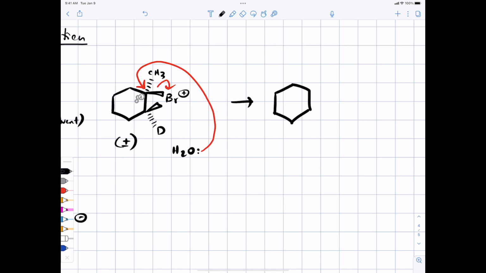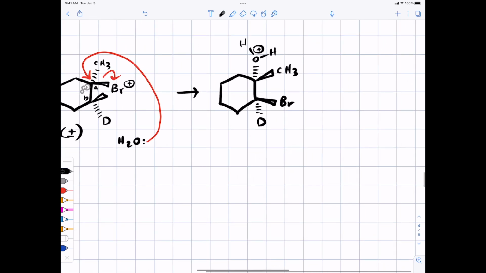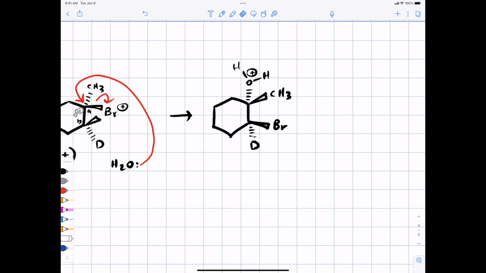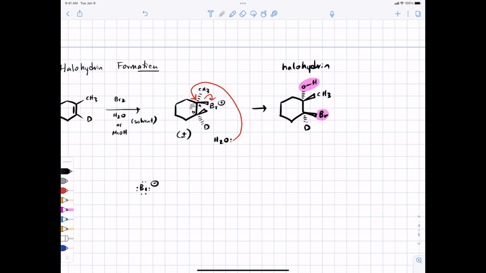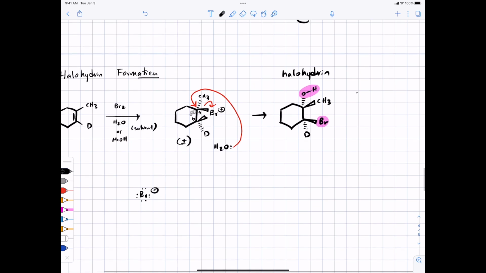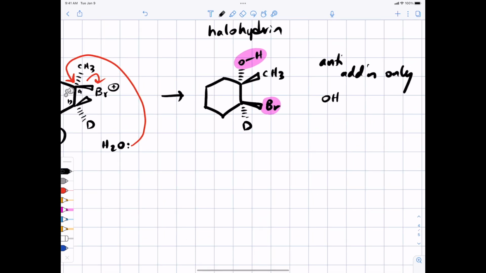And so then your product involves inversion at carbon A. The water that came in should be here and down. The methyl group is inverted up. Br here is up, deuterium is down. And then aqueous workup will neutralize this protonated alcohol to just give you this alcohol product. This is called a halohydrin. You got an OH and Br on separate carbons. Notice the stereo and regiochemical issues. We get anti-addition because we have no carbocationic intermediate. And regioselectivity, the OH ends up on the more substituted carbon. And of course we get the other enantiomer.